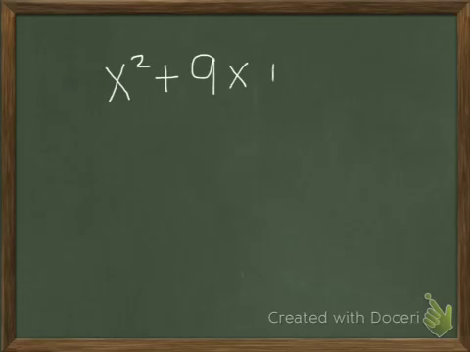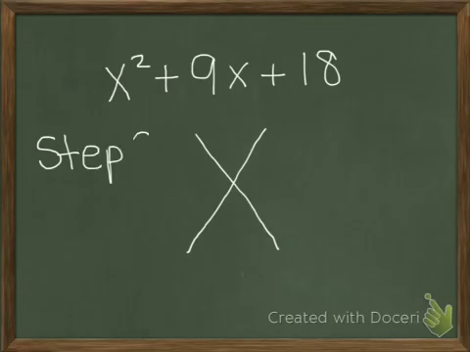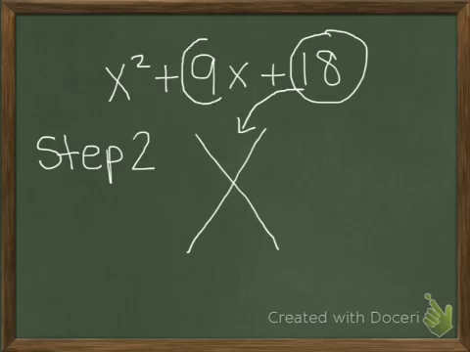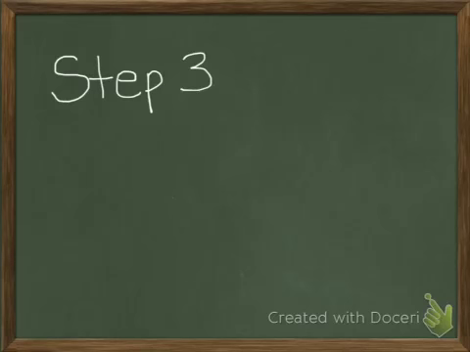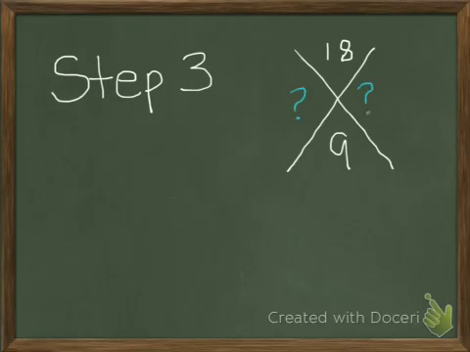Step two, after you've drawn your big X, is to always take the last number of your trinomial. It shouldn't have a variable by it. The last number goes in the top of your X. You could think of it as the last shall be first. Your second term, the coefficient, which is the number by the variable, goes in the bottom of your X.